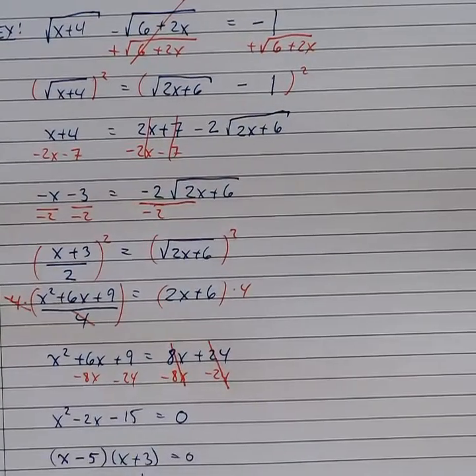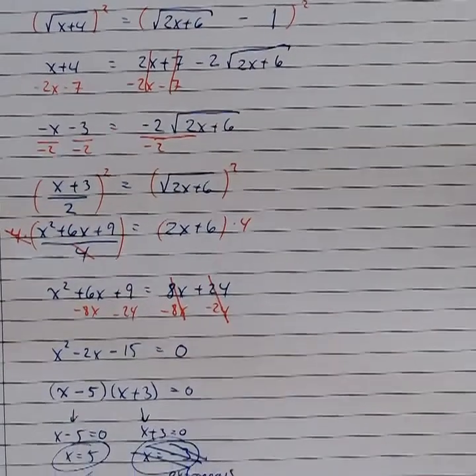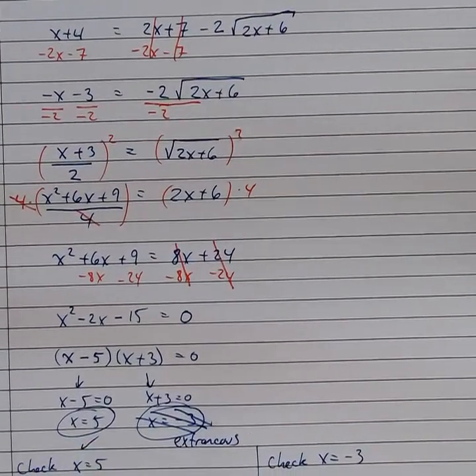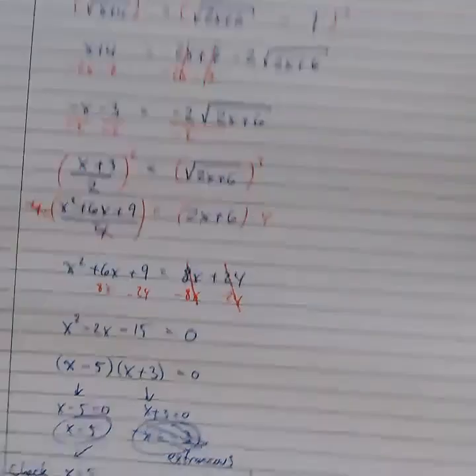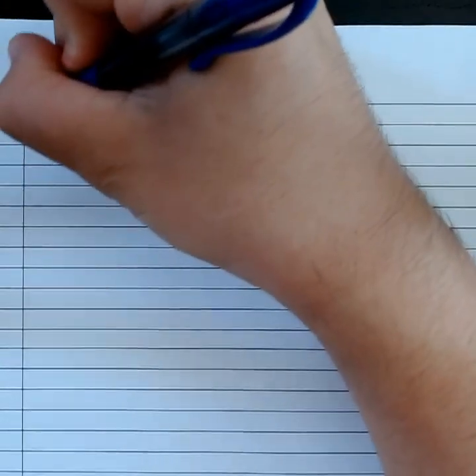If you have the square root of x plus 4 minus the square root of 6 plus 2x is equal to negative 1, your only valid solution is x equals 5. So go ahead and give this a try. Solve the equation, and don't forget to check for extraneous solutions at the end.